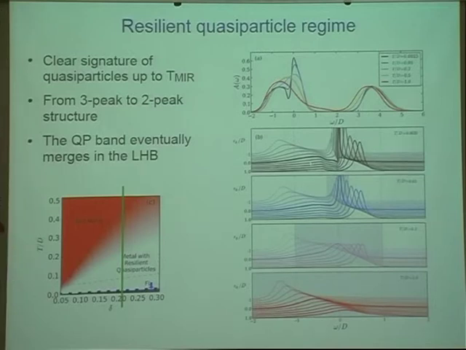So to see this maybe in more detail, I can also look at this. These are now plots of the spectral function, A_k(omega), for different k points that cross, if you want, the Fermi level. At low energy, I really see this quasiparticle peak crossing the Fermi level. And as I increase the temperature, here I'm in the resilient quasiparticle regime, I still have a very clear signature of the quasiparticle peak crossing. And only at much higher temperature does this quasiparticle peak eventually merge into the lower Hubbard band.